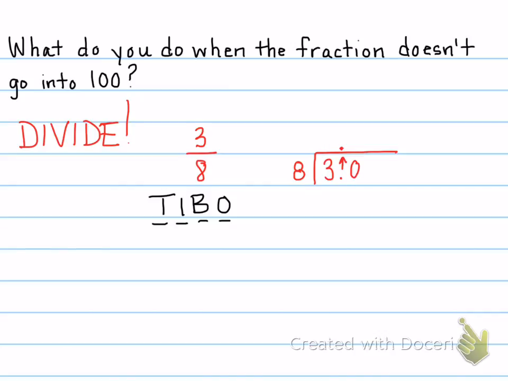So now instead of 8 goes into 3, we're looking at 8 goes into 30. We know that 8 goes into 30 3 times. 3 times 8 is 24. And notice where the decimal is. It goes straight up, so the decimal is to the left of that 3. The 3 is in the tenths place. I do 30 minus 24, which is 6. I still have a remainder, so I'm going to add another 0 and bring that 0 down, and 8 goes into 60 7 times.